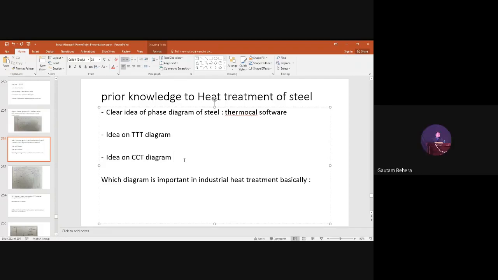Okay. Anyways, the point is that both diagrams are actually important, because the TTT diagram has some significance and the CCT diagram has some significance. But in the real or industrial situation, we are basically dealing with very big sizes of steel, right? It is not like a small steel at laboratory scale. We are dealing with very large dimension steels.